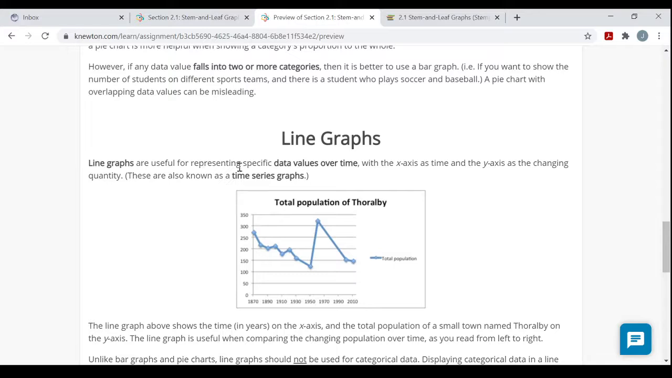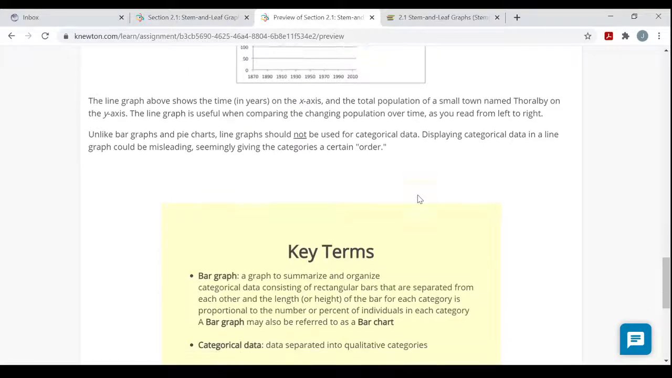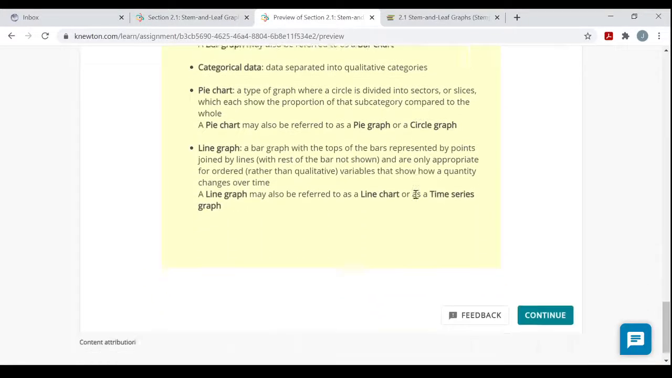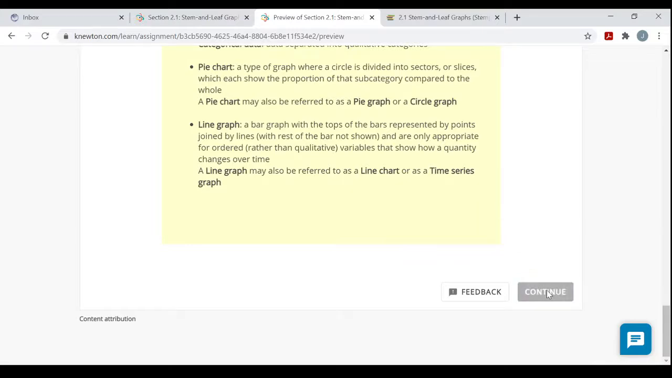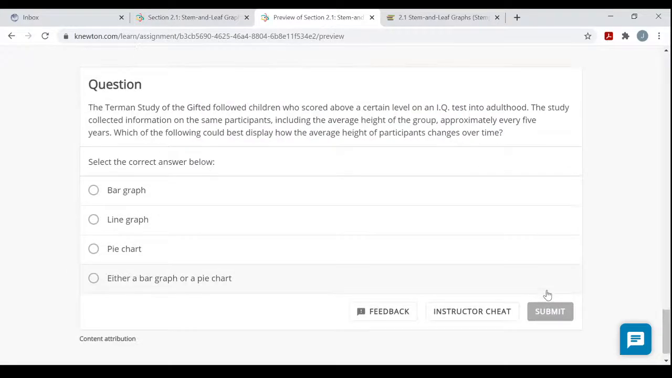Line graphs are useful for representing specific data values over time, as we've seen. As time passes, how is the data trending? Some key terms, you've seen all these before. So now you're just going to be determining what types of graphs are appropriate for what situations.